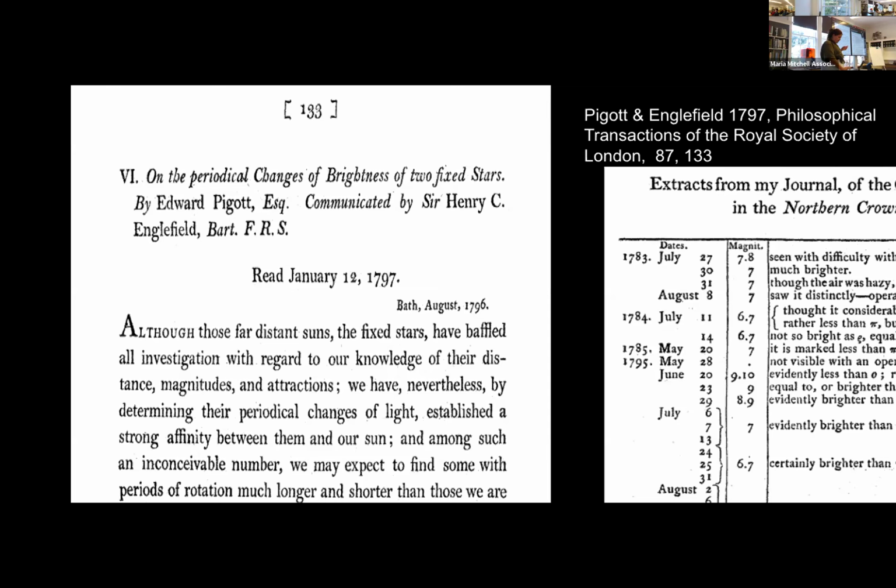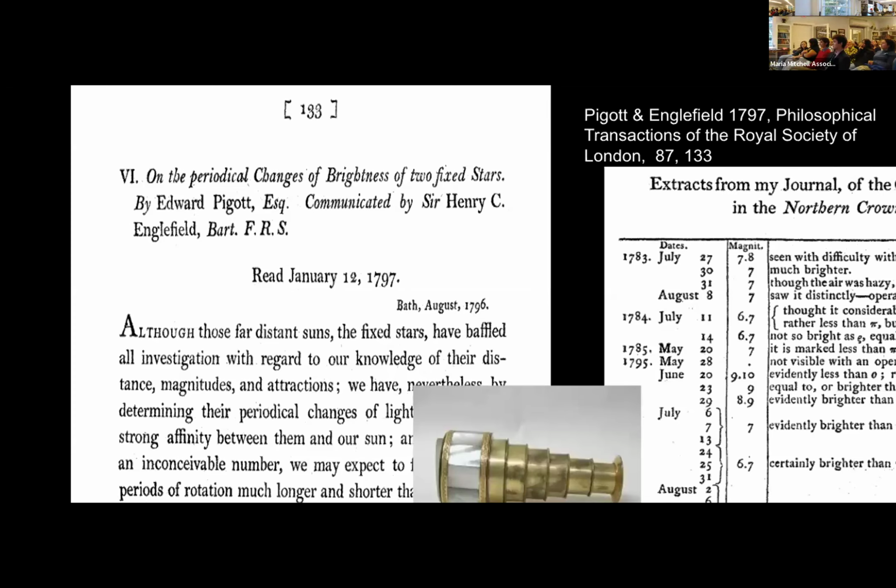And funnily enough, 230 years ago to this day, Edward Pigott was making an observation of R CrB at one of its brightest magnitudes with something that would look like this, an opera glass. So it's not a very spectacular instrument. It's kind of like half of a binocular, but it got the job done.